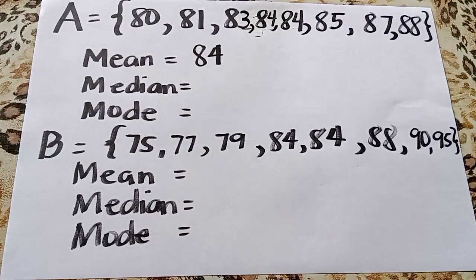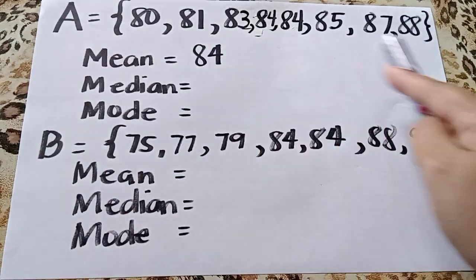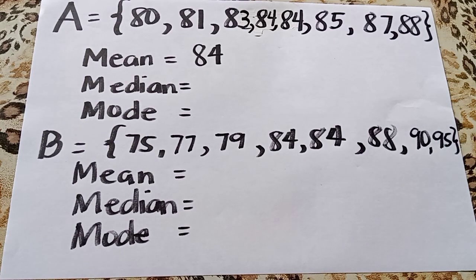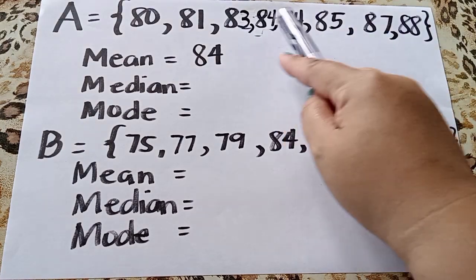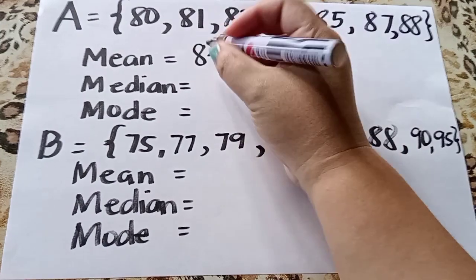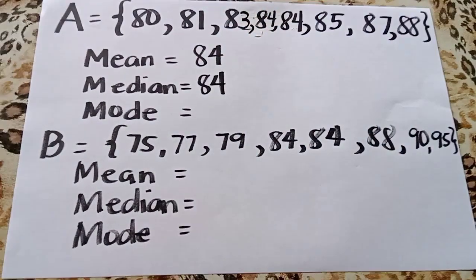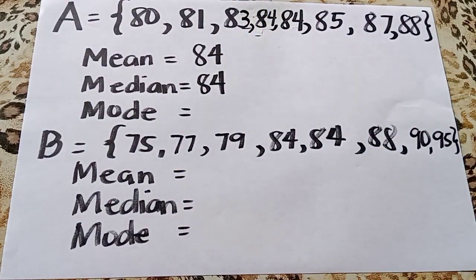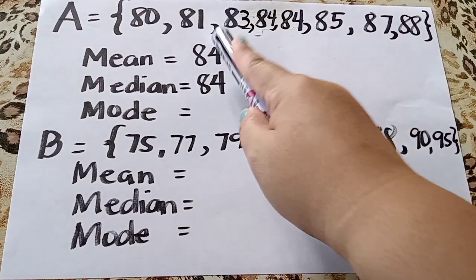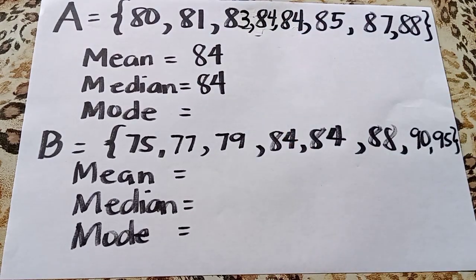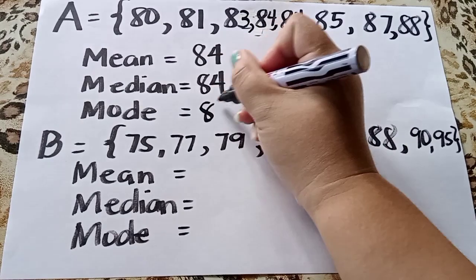And then let us have the median. When we say median, that is the midpoint value. In this case, we arrange the data from the lowest value to the largest value, so the midpoint here is 84. Then let us have the mode. When we say mode, that is the most common term used. As you would notice, we use 84 twice, so our mode here is 84.